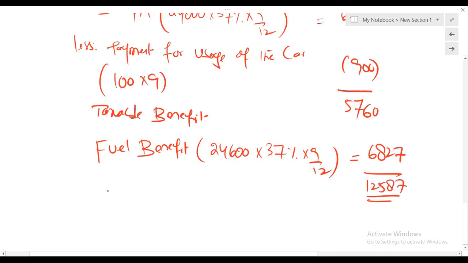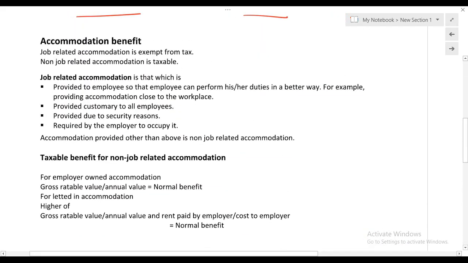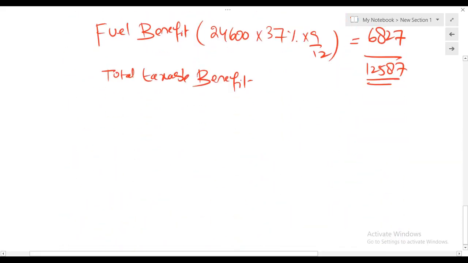So total taxable benefit is 12,587. That's simply great. Now let's talk about accommodation benefit.